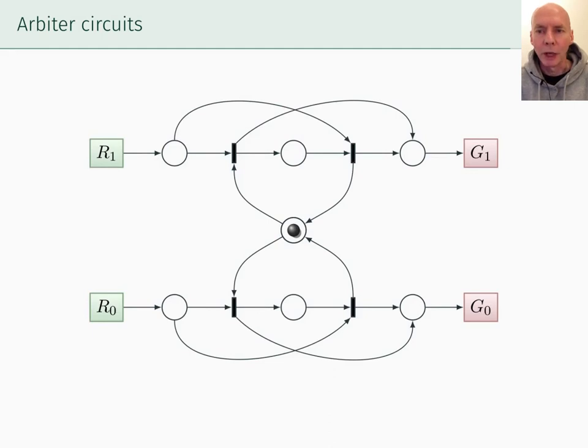Suppose a request is made on the terminal labeled R1. Then the transition R1 fires, marking the place next to it. These two places enable the transition next to that to fire, which does so and marks the two other places along the top. One of them enables G1. G1 fires, indicating that the terminal labeled G1 has gone high.